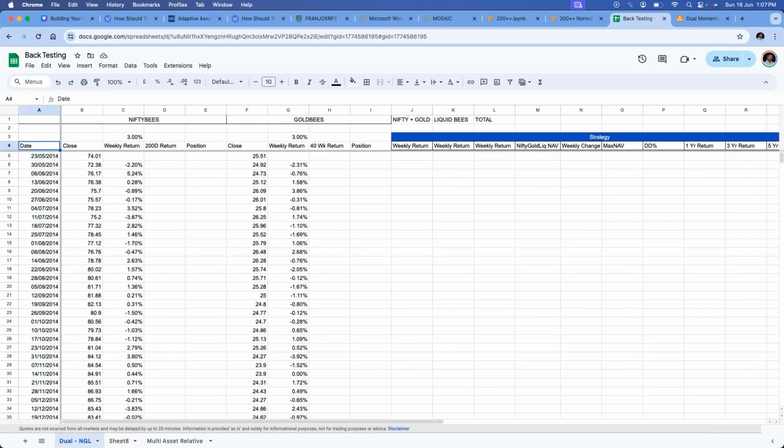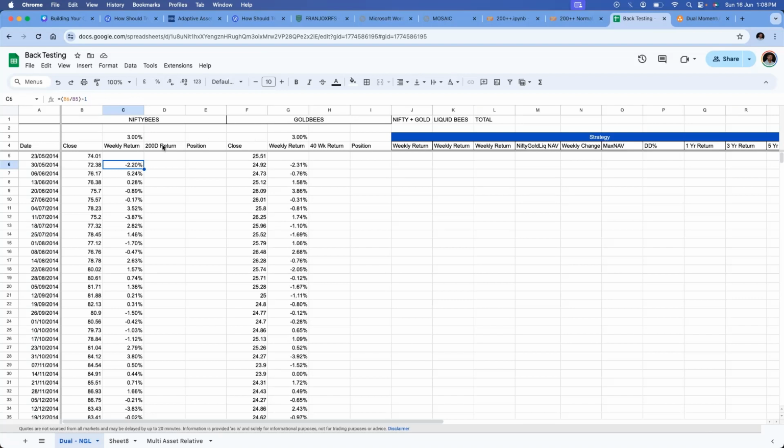Now, once you get the closing price of Nifty and gold, the second thing that I did was to get the weekly returns. Now, how do you calculate weekly returns? Pretty simple. It is equal to B6 by B5 minus 1, nothing but the current week's close divided by the previous week's close minus 1. And you change the format to percentage so that you get it in terms of percent, and you double click or you drag it. So you get weekly returns for Nifty as well as gold.